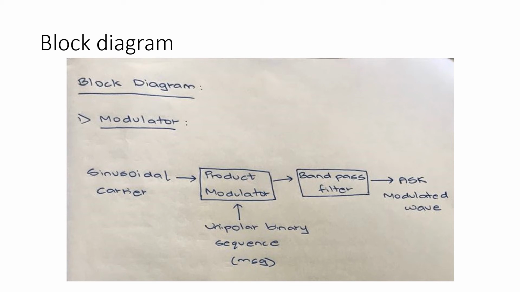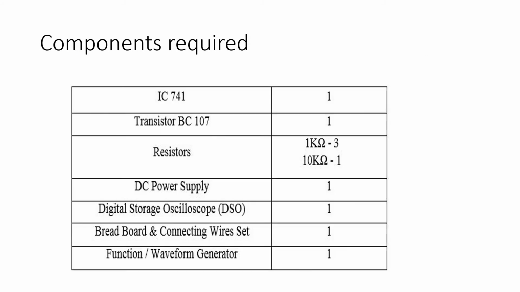This is the block diagram of the modulation. First, the carrier sinusoidal and message signal is sent to the product modulator, and then it is passed to a band pass filter, and then we get an ASK modulated wave as output.